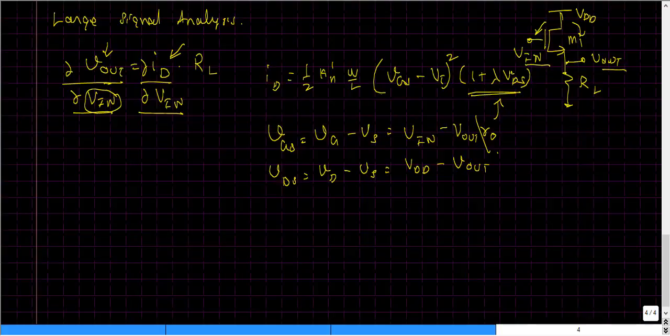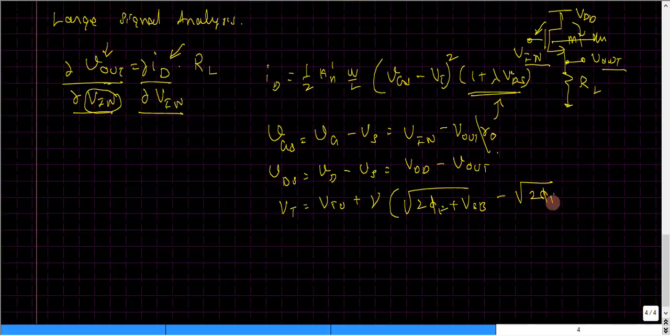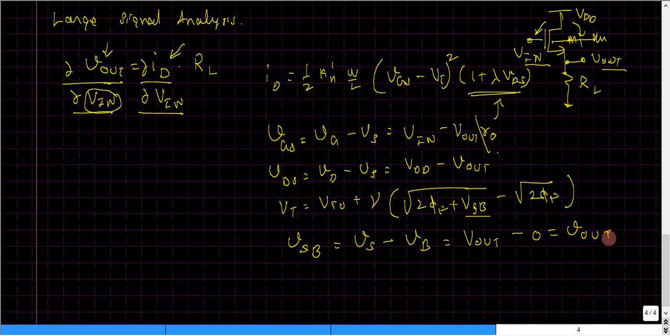Now, because the source terminal is not at the same potential as the body of our NMOS, there will be a body effect problem, and because of that, the threshold voltage is no more equal to Vt0. It has to react with the change in the potential of the source, for which we can replace the Vt with Vt0 plus gamma times (square root of 2 phi f plus Vsb, minus square root of 2 phi f). Now let us expand this value of Vsb again. Vsb could be written as Vs minus Vb, and that leads to Vout minus 0, since the body of our NMOS is connected to the ground, and generally the Vout will be written as just Vsb.